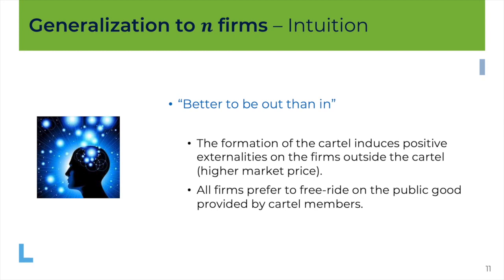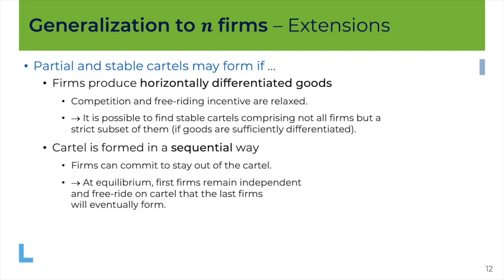Okay, and so what we have is that if you extend the model, for example, to products or goods which are not homogeneous but which are horizontally differentiated, then it's possible to see that some cartels may form. Okay, and the reason being that the competition is reduced, but also the free riding incentives are reduced as well. Okay, and so it's possible to find stable cartels comprising not all firms but a strict subset of them. Okay, and for this you need the goods to be sufficiently differentiated.